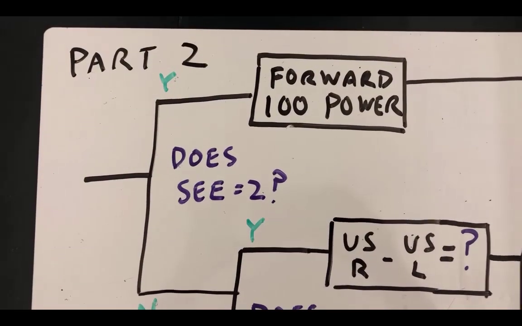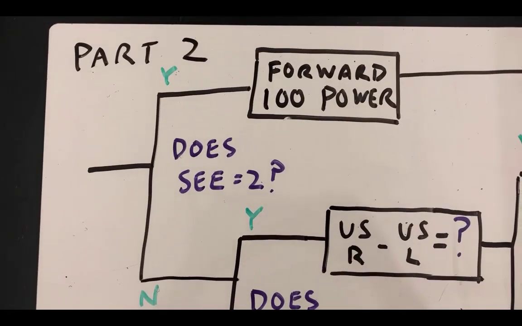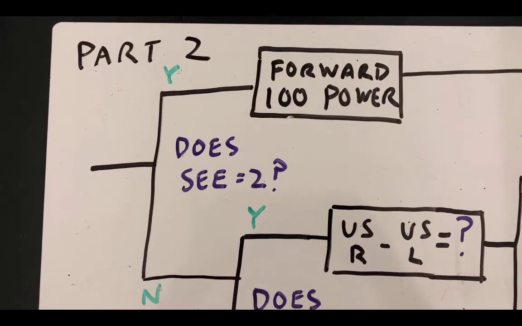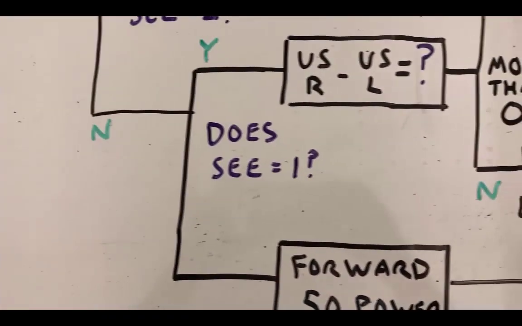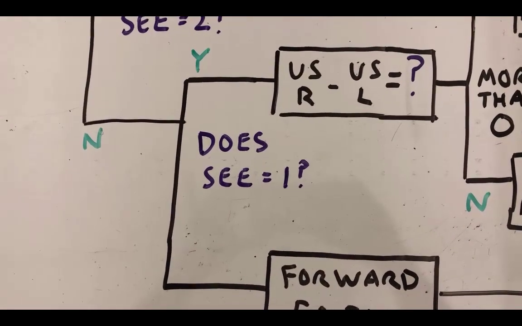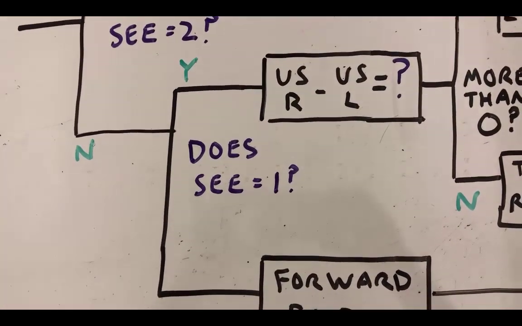Then we ask the robot a series of questions. First question, is C equal 2? Basically, is something directly in front of the robot? If yes, go forward at 100 power. If not, ask a second question. Does C equal 1? If C equals 1, therefore the opponent is on one side of the robot.